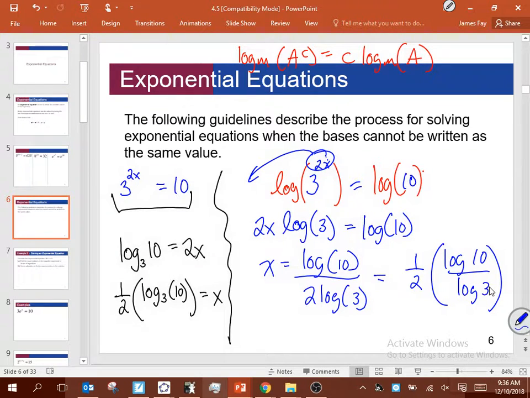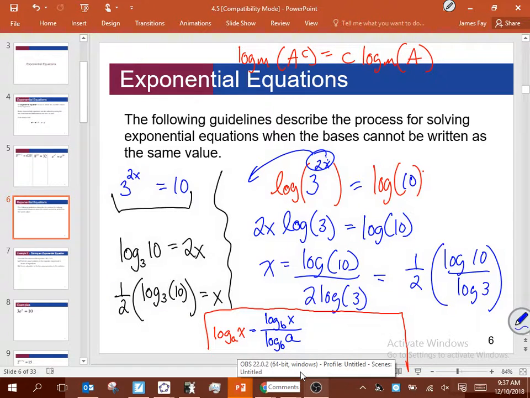Do you guys remember from Algebra 2 a phrase called change of base? The change of base formula says if I have log base A of x, and I want to change the base of that, I can do that, but it's going to turn into log, the base that I want to change it to, of x divided by log, the base I want to change it to, of A.